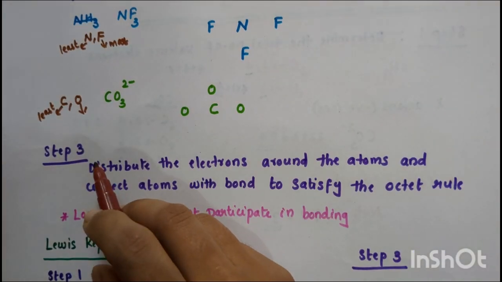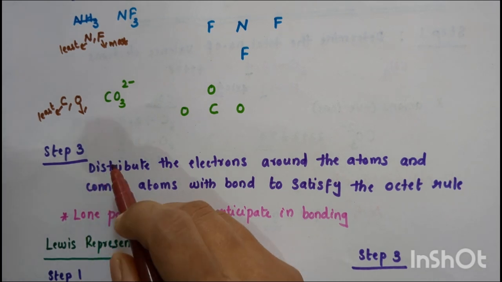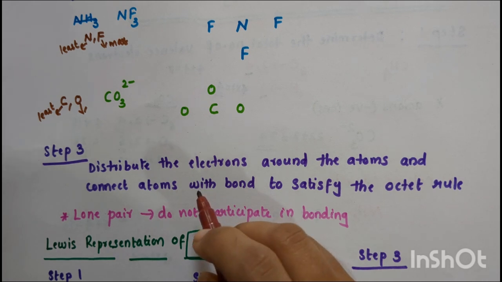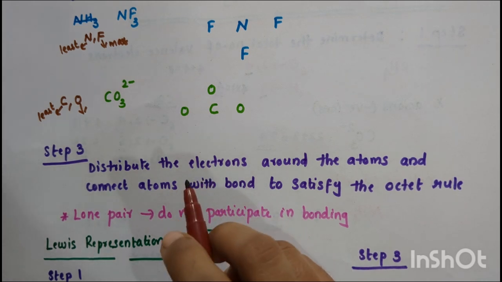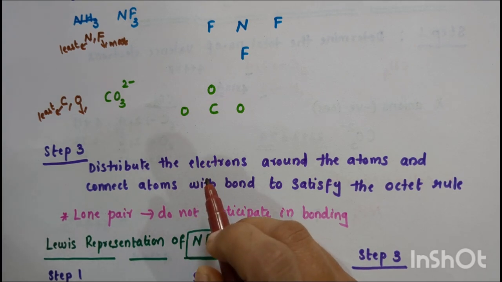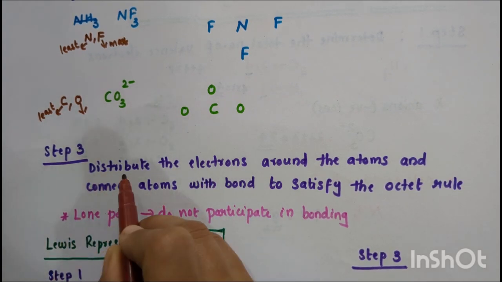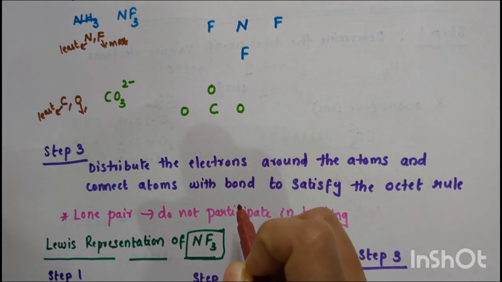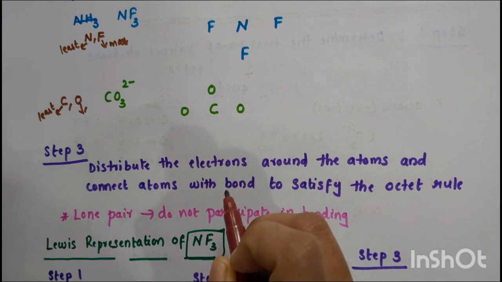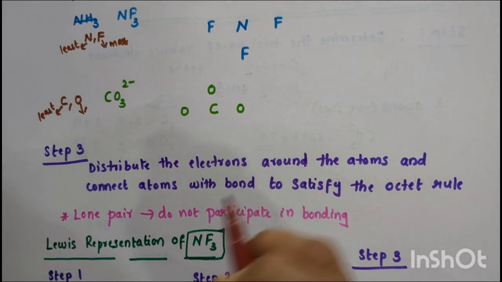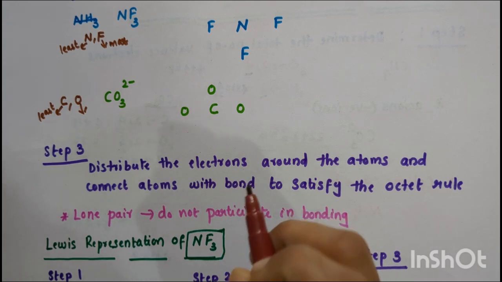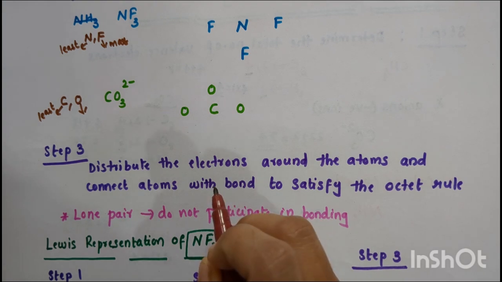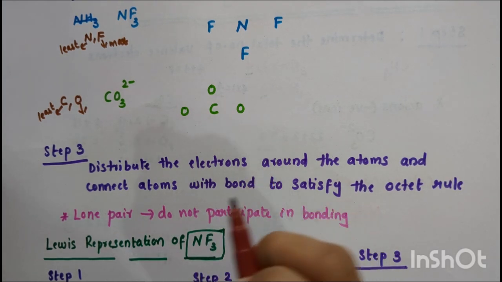Now, what about step 3? In step 3, we just want to distribute the electrons around the atoms and connect the atoms with bonds to satisfy the octet rule. The bond can be a single bond, double bond or triple bond, which we have discussed in our previous video. The basic requirement is each bonded atom gets an octet of electrons. After accounting for the shared pair of electrons for single bonds, the remaining electron pairs are either utilized for multiple bonding or remain as lone pairs.